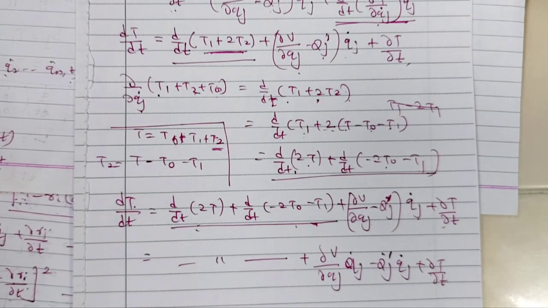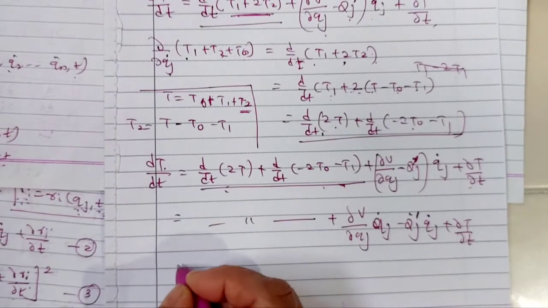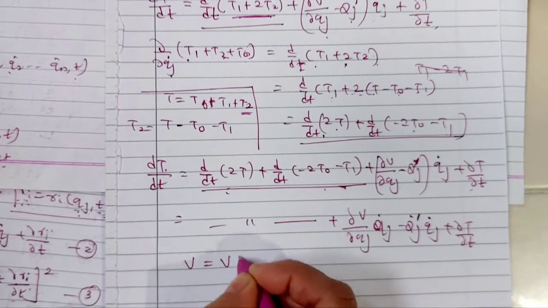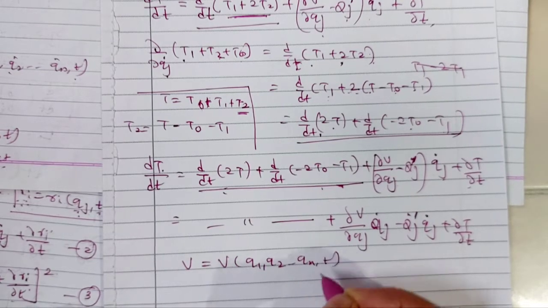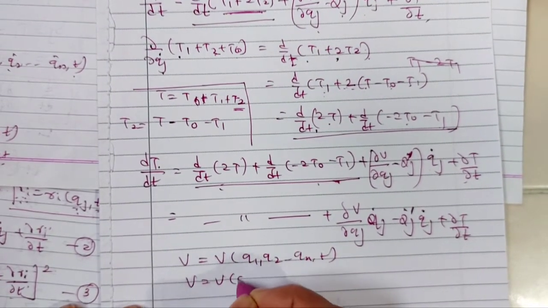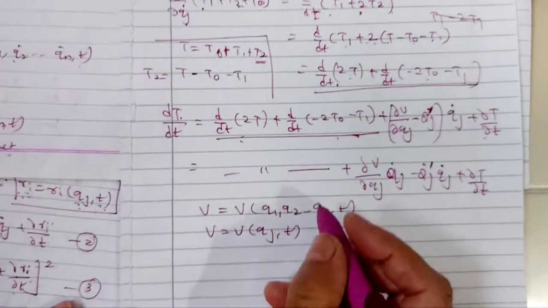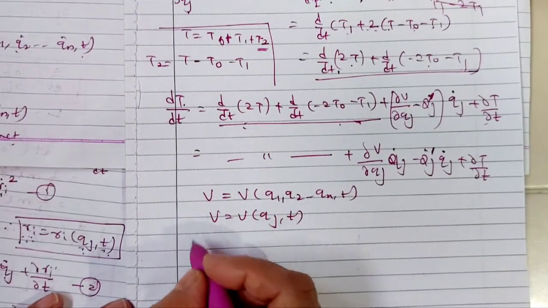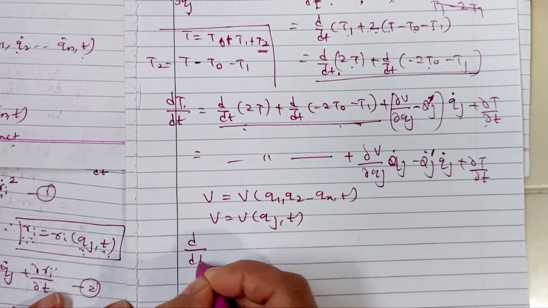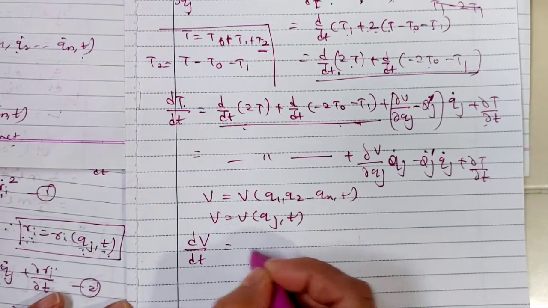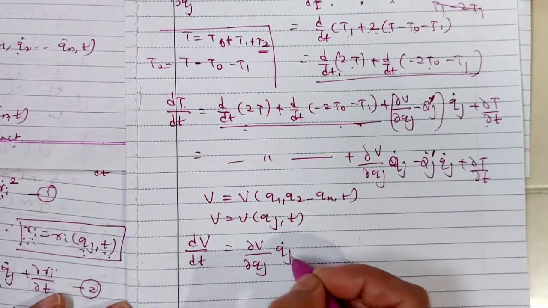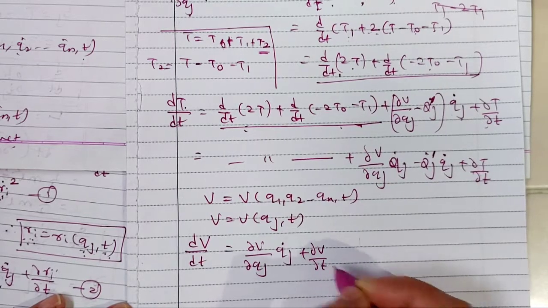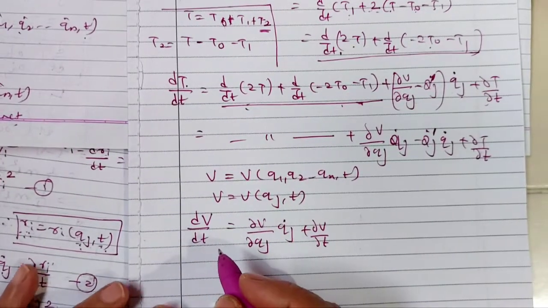Now with this, what we want to check is the value of V. What is V? The potential energy. What is it? A function of generalized coordinates q1, q2, qn, comma t. So we can write in short as qj comma t. Now if we take the total derivative, dV/dt should be how much? ∂V/∂qj into dqj/dt, which is qj dot, plus ∂V/∂t. Fine.